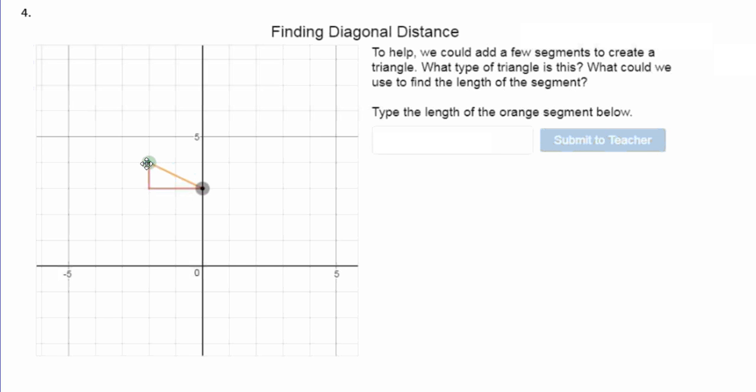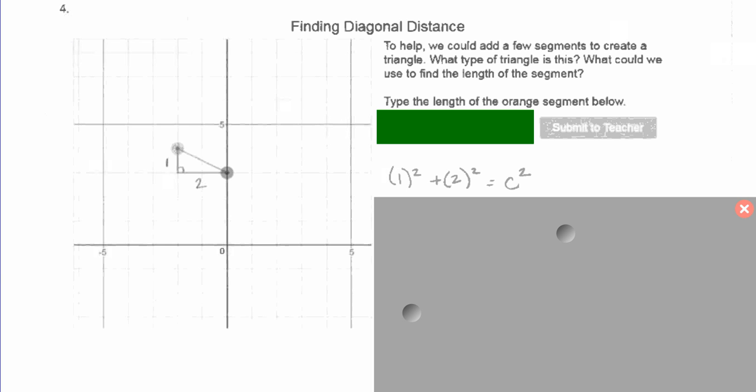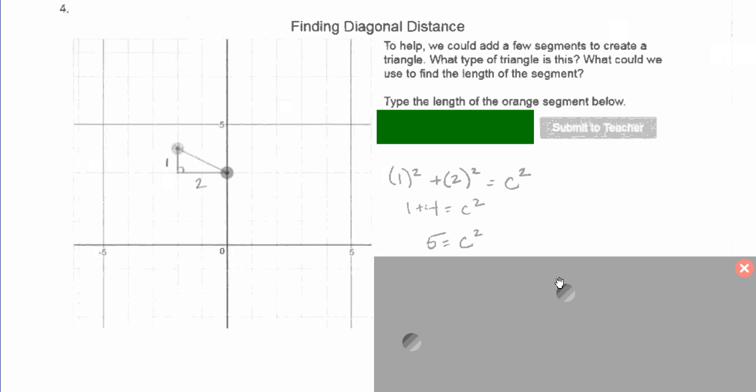So if we're thinking about our right triangles, our Pythagorean theorem says the sum of the 2 legs squared is equal to the hypotenuse squared. So 1 squared plus 2 squared is equal to the hypotenuse squared. In this case, I'll just use C to represent the hypotenuse, the orange segment that we had. Well, now we're just going to simplify and then undo our equation to solve for C. Well, 1 squared, that's 1. 2 squared is 4. And if I add them together, that gives me 5. So 5 equals C squared.